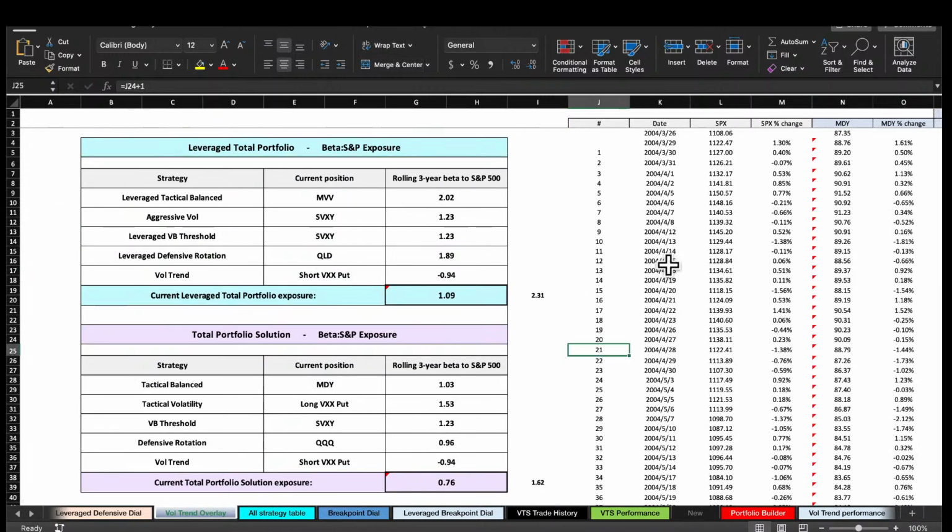So this is, I put this together every day and I send it out in the email. It's just one of many of our metrics. But this is essentially the exposure of our portfolio.